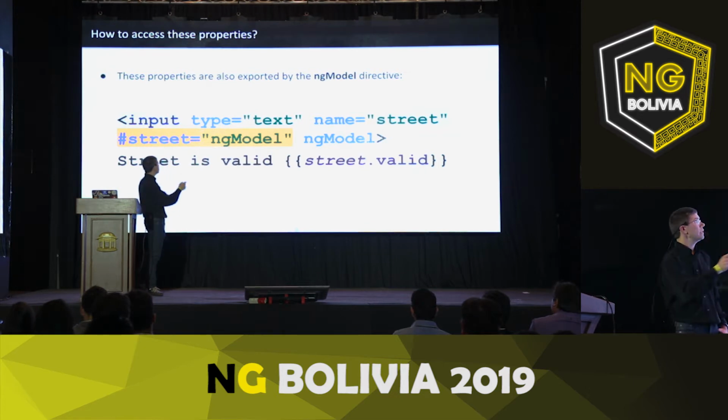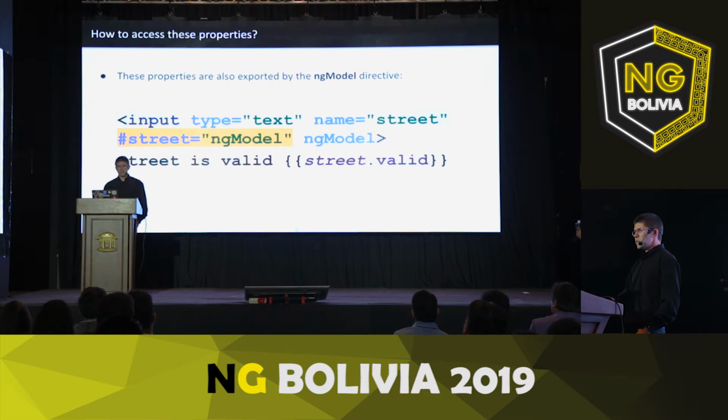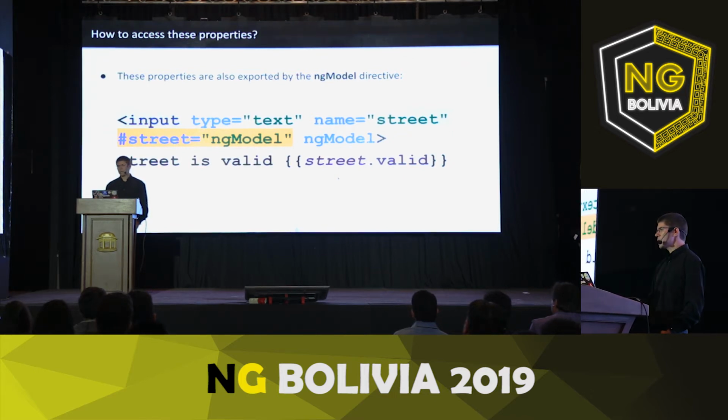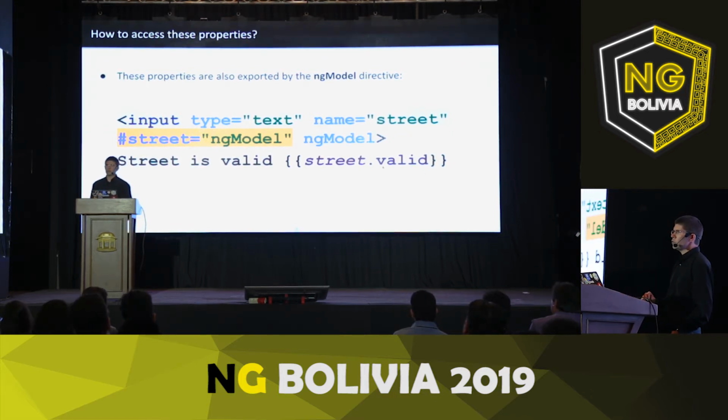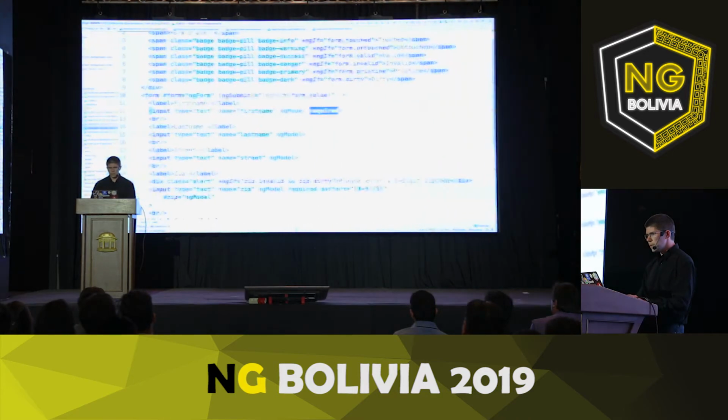So that's for the entire form, and we have the same info for every single element in that form. So if I want to access that for a specific input, I can use the same hashtag syntax, hashtag street equals ng-model, and that gives me the same info. That street variable now has valid, invalid, touched, untouched, and pristine and dirty. So with that in mind, let's take a look at what we can do with that.